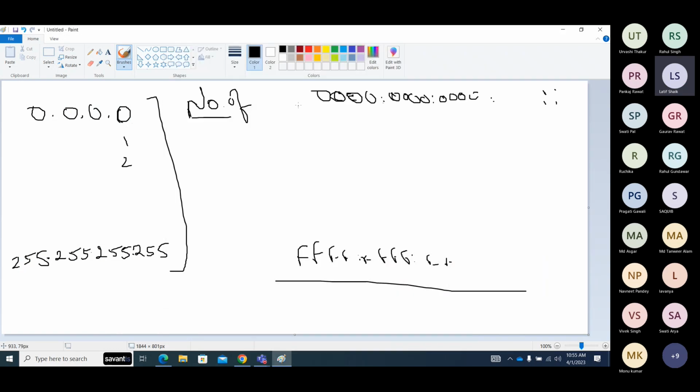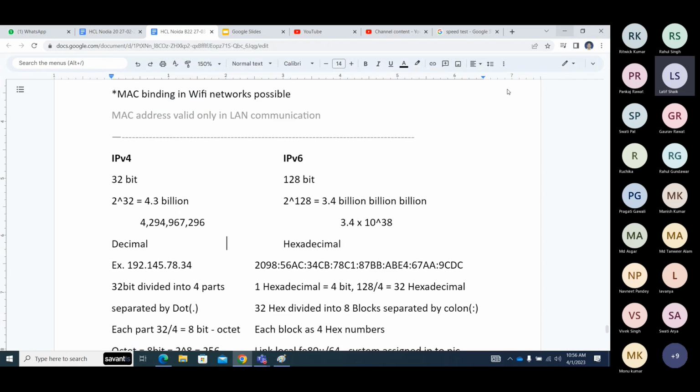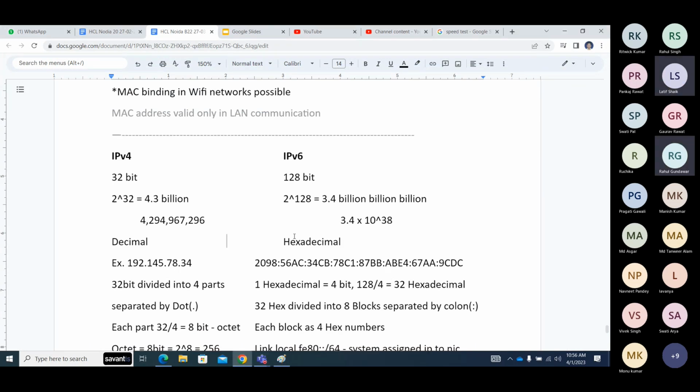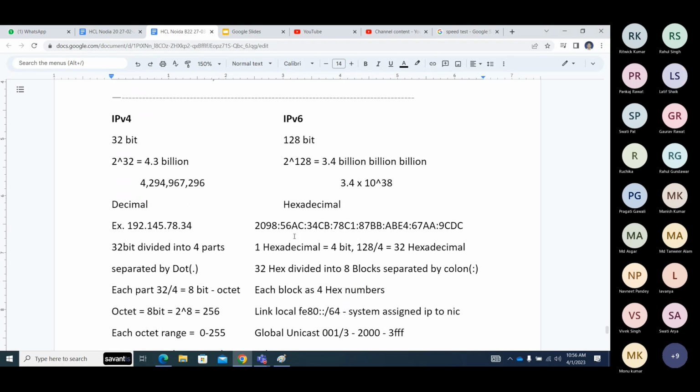Okay, so this is totally 3.4 into 10 to the power of 38 IP addresses, whether you use them, don't use them, or use them for a different purpose. It does not matter. That is the total IP addresses. Useful IP addresses are less.